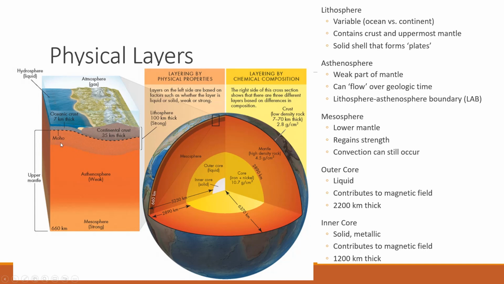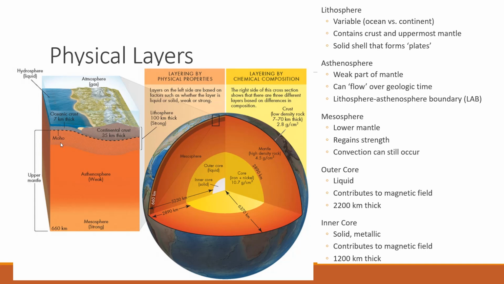Below the asthenosphere is the mesosphere. Meso means middle. It is the lower mantle. This is the part where the mantle regains its strength. The mesosphere can still have convection occurring. We will talk about convection in a minute, but that's what allows the asthenosphere to flow. But it is much stronger than the asthenosphere.